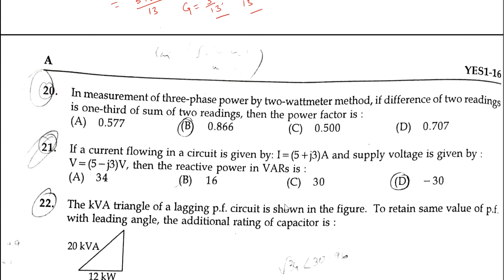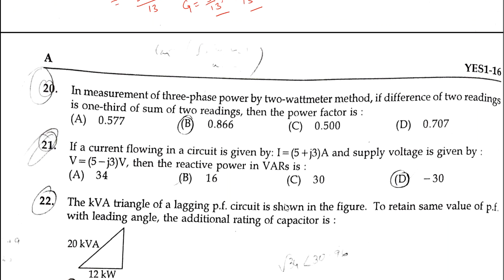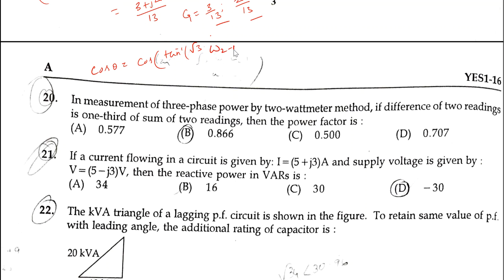A simple question is given. In a measurement of three phase power by two wattmeter method, if the difference of the two readings is one third of the sum of the two readings, then the power factor is? We know the formula for power factor. Cos theta is equal to cos of tan inverse of root 3 into W2 minus W1 divided by W1 plus W2.